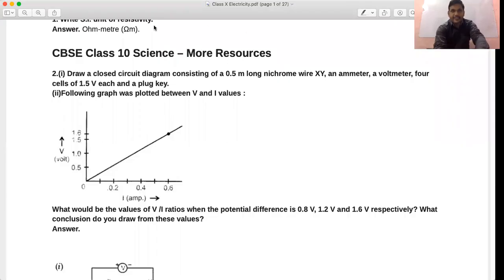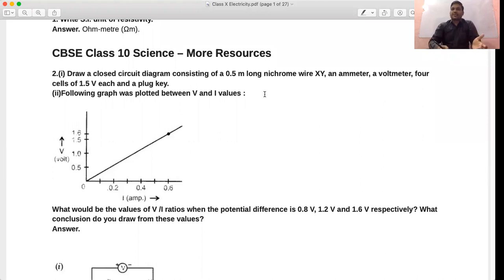So I'm just going to share the screen, and first I have to open that question. Then only I will be able to share the screen. Yes, now is it visible on your screen or not? Yes, sir, it is visible.